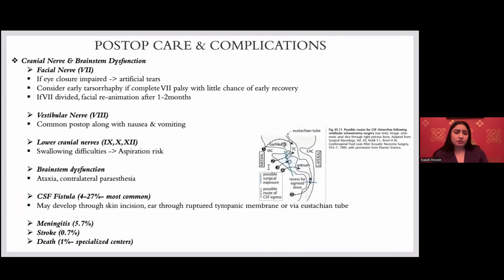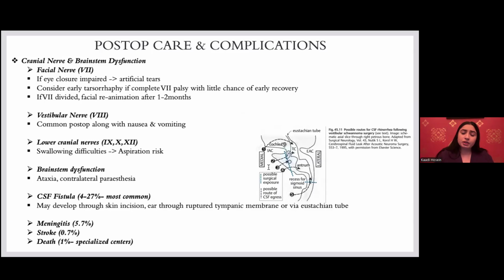Now, post-operative complications can include cranial nerve and brainstem dysfunction. In terms of cranial nerve 7, if the eye closure is impaired due to cranial nerve 7 dysfunction, artificial tears should be used. And if the eye is also insensate from cranial nerve 5 impairment, it's at risk of exposure and trophic keratitis. An immediate ophthalmology consult is indicated for emergency tarsorrhaphy.